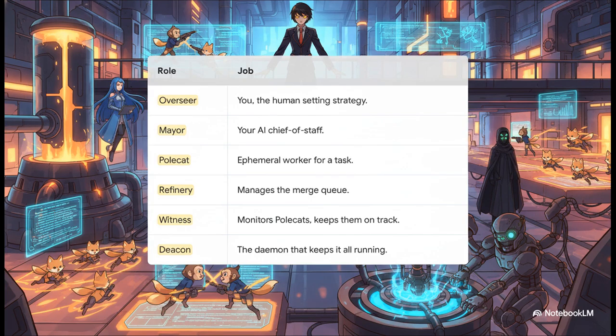It's the air traffic controller for your code, managing the merge queue so you don't have that monkey knife fight. And then behind the scenes, you have the witness who watches the polecats and a deacon, which is the little daemon that keeps the whole town humming along.